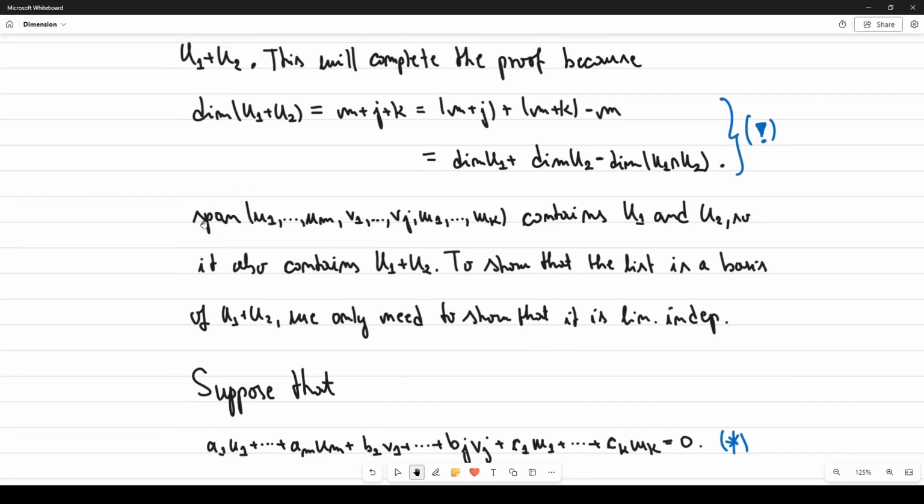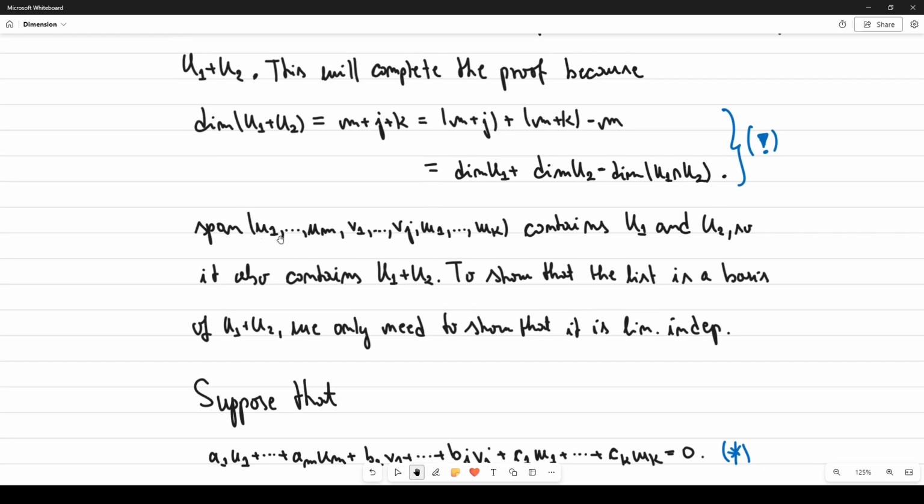So let's look at the span of all of these vectors. The span of all of these vectors contains U1 and U2. Since the basis of U1 is all of these vectors, U1 is contained, since we have all of the vectors we need to get U1, and the same goes for U2, since we have these vectors and these. And since we have U1 contained and U2 contained, we also have that the span of all of these vectors contains U1 plus U2.